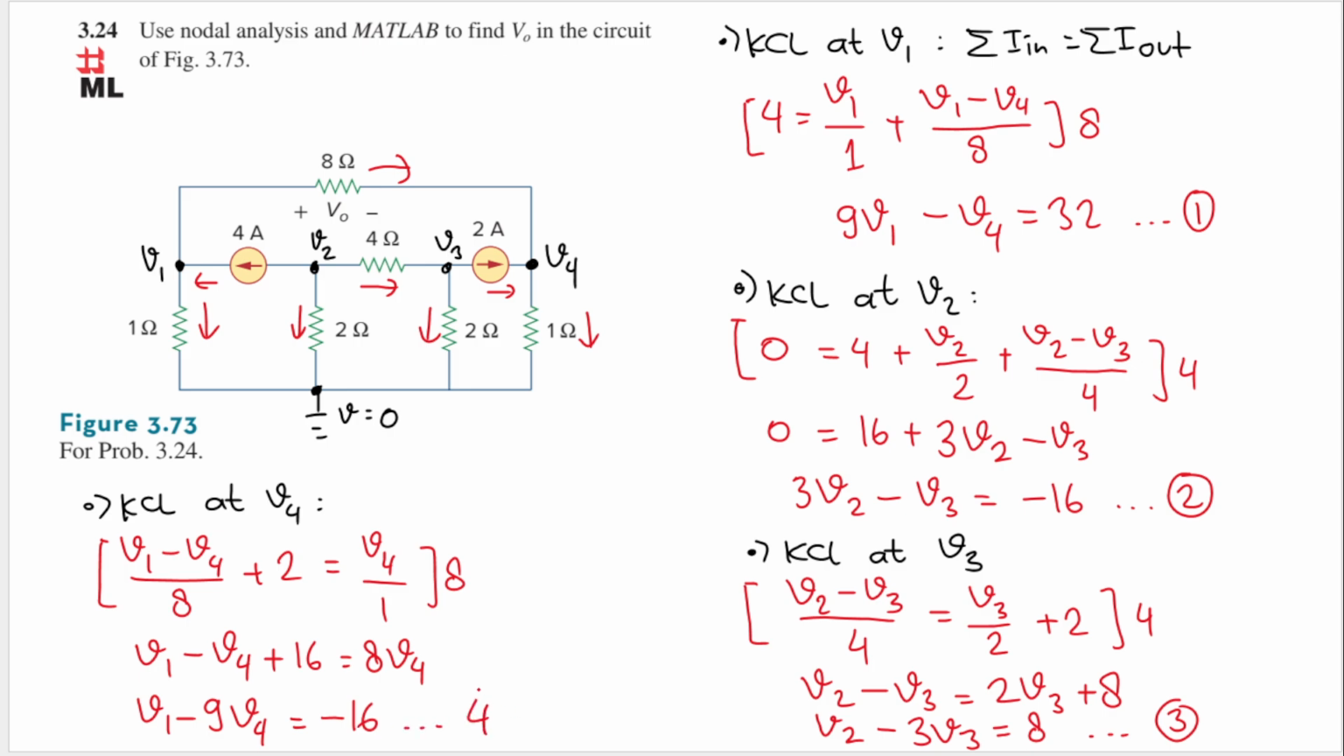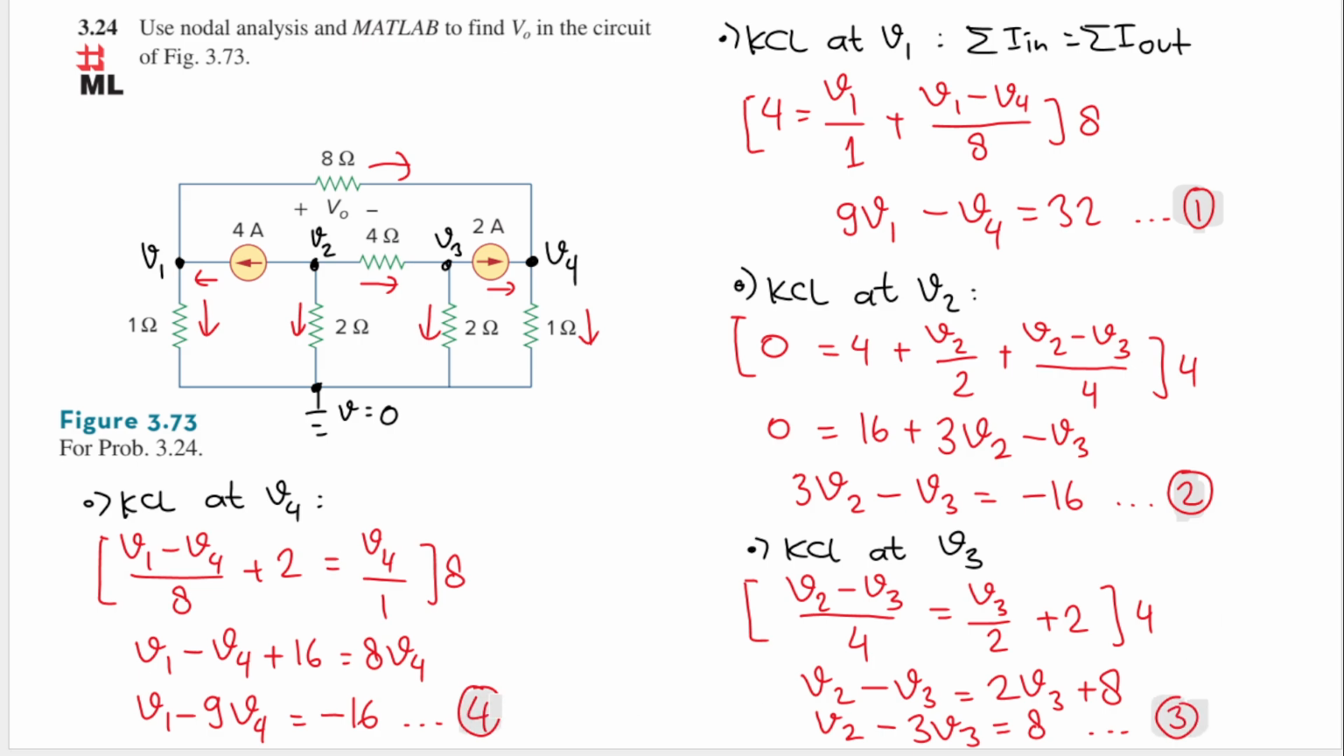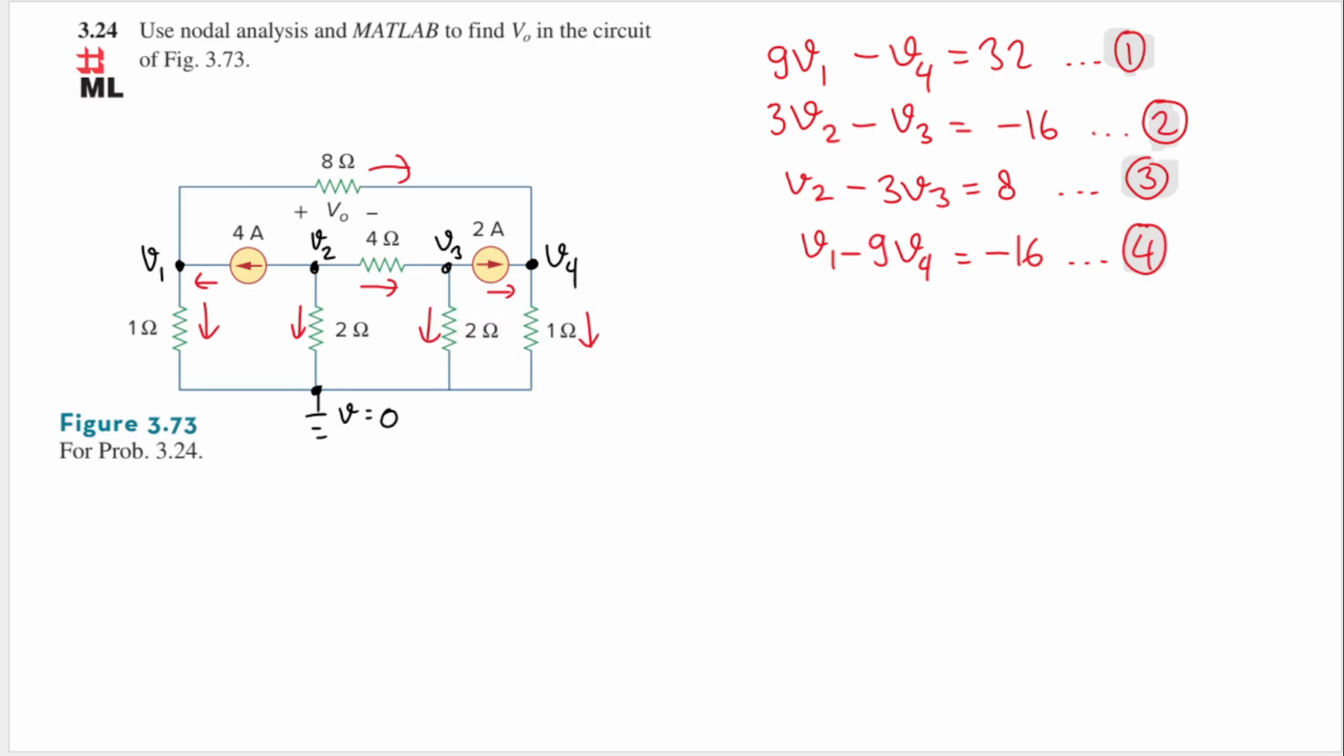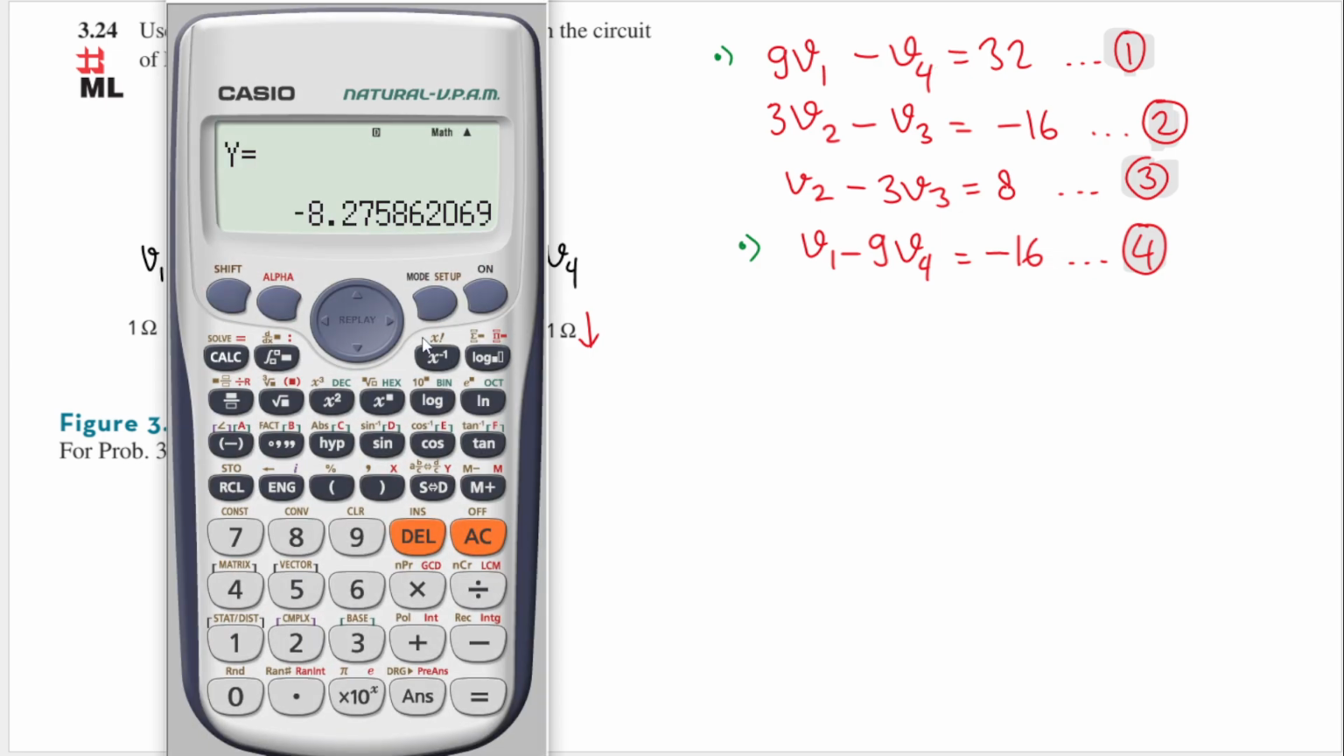Now we have 4 equations and 4 variables. What we need to do is solve them. Let's clean up the board first. We have 4 equations with 4 variables. However, if we look at what I marked in green, equations number 1 and number 4 only consist of V1 and V4. We can solve them for V1 and V4 using the calculator.